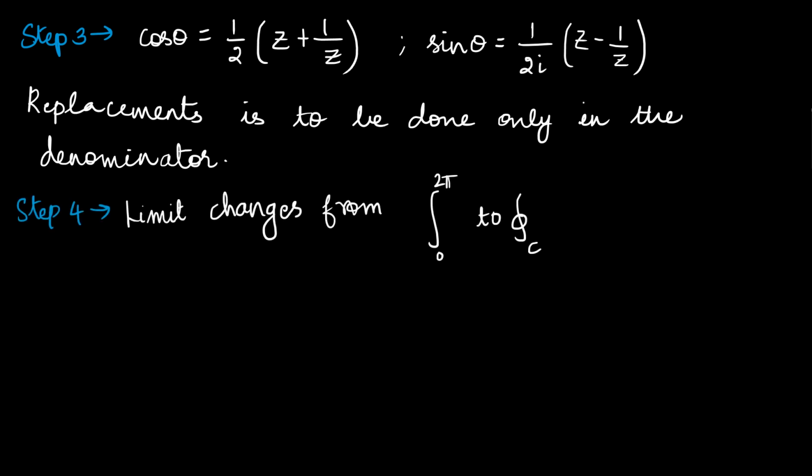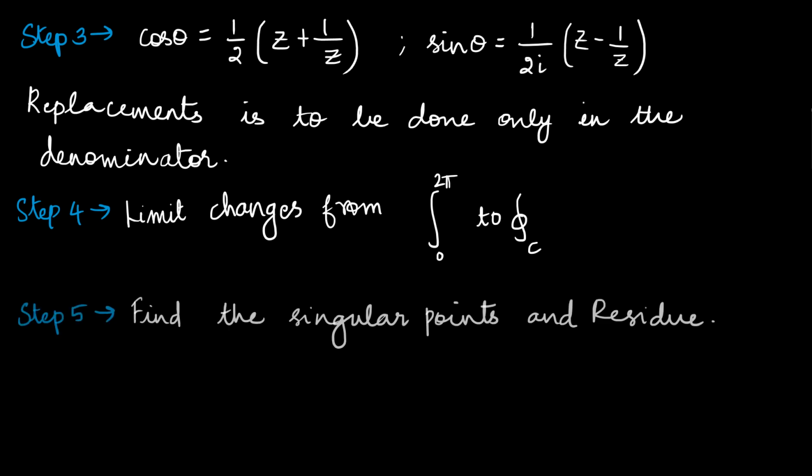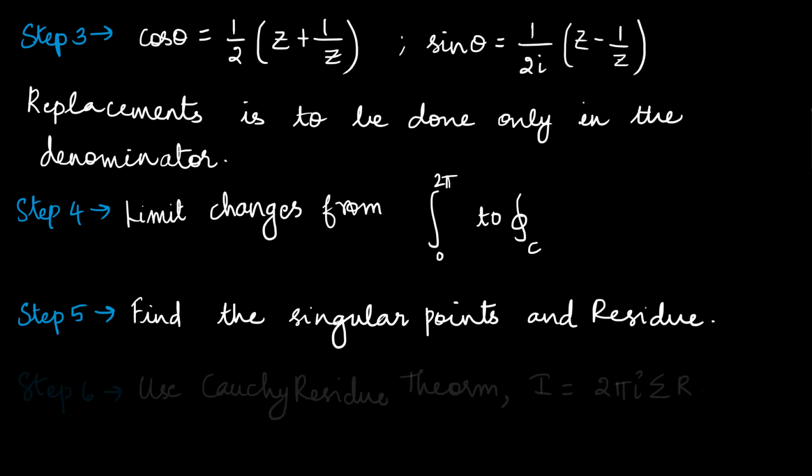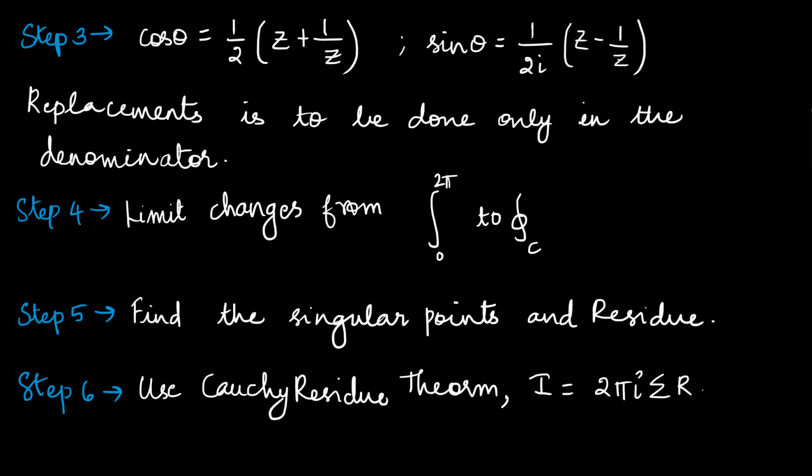And then step 4 is to change the limit from 0 to 2 pi to a closed contour. Then step 5 is the same: find the singular points and the residues. And step 6 is to use the Cauchy residue theorem, which is I is equal to 2 pi i summation R, where summation R is the sum of residues.